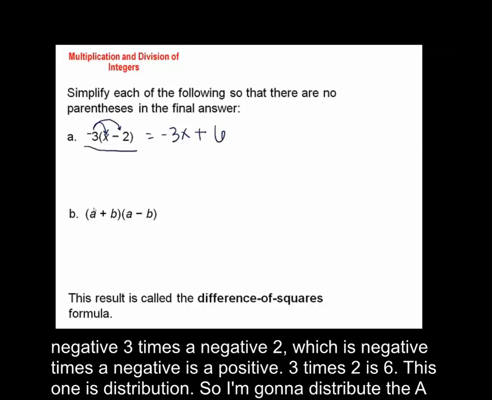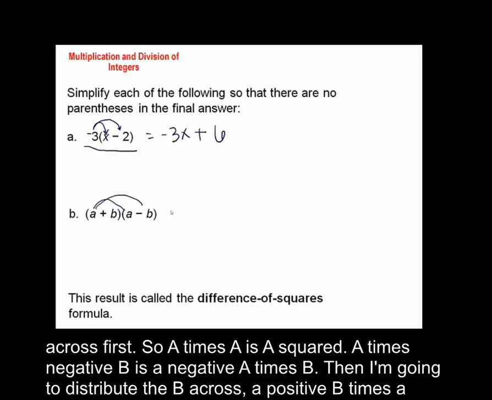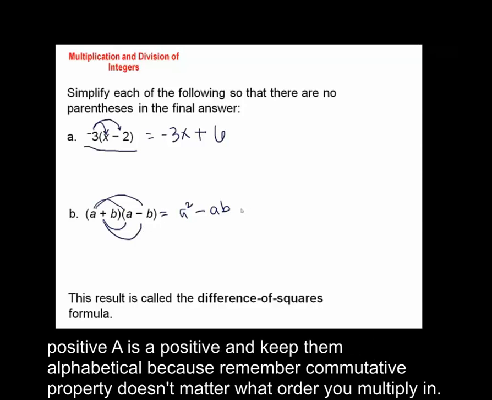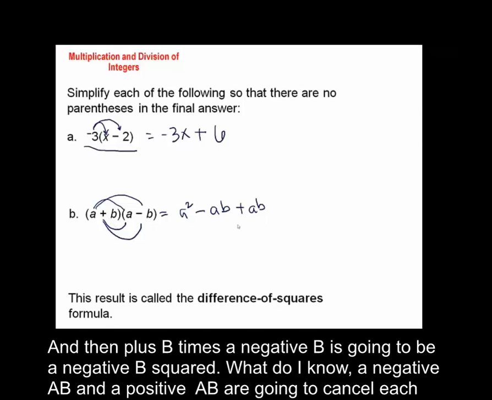This one is distribution, so I'm going to distribute the a across first. So a times a is a squared. A times negative b is a negative a times b. Then I'm going to distribute the b across. A positive b times a positive a is a positive, and keep them alphabetical because remember the commutative property doesn't matter what order you multiply in. And then plus b times a negative b is going to be a negative b squared.